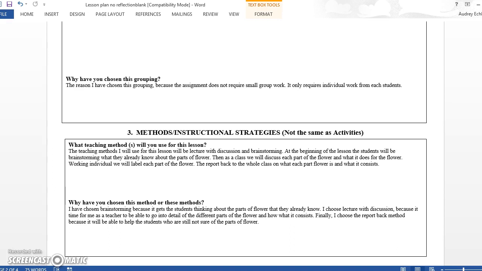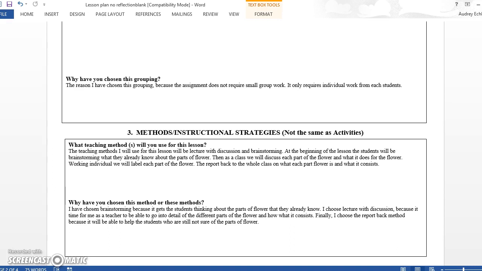And then after we go through the flower, I will hand out pieces of paper, and the students will work individually labeling the different parts of the flower. Then they will report back as a class, and we will continue to go over the parts of the flower.